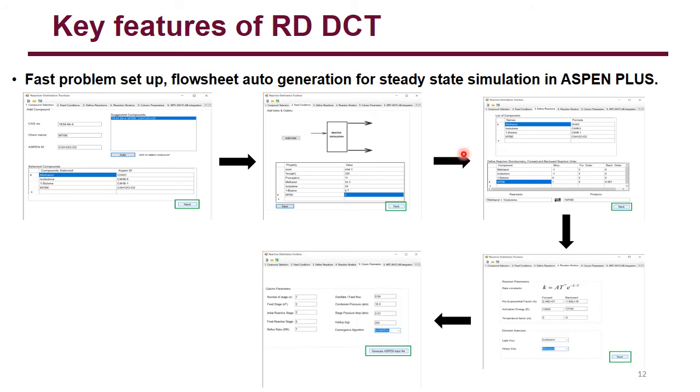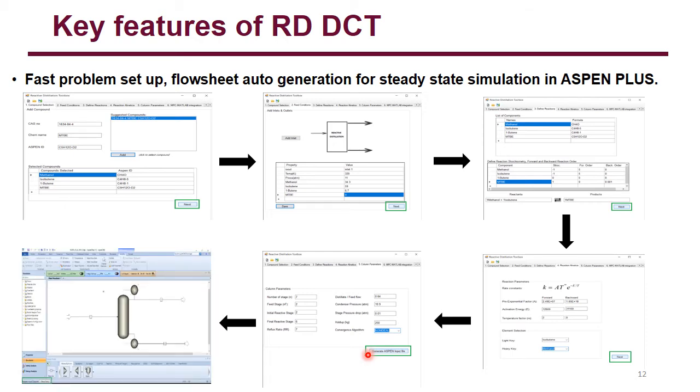Then we define the reaction conditions. And finally, after providing all this data, we can click on the generate Aspen file button, and this button translates all this data into an Aspen Plus process flowsheet. This flowsheet is well defined and is ready for the steady state simulation.